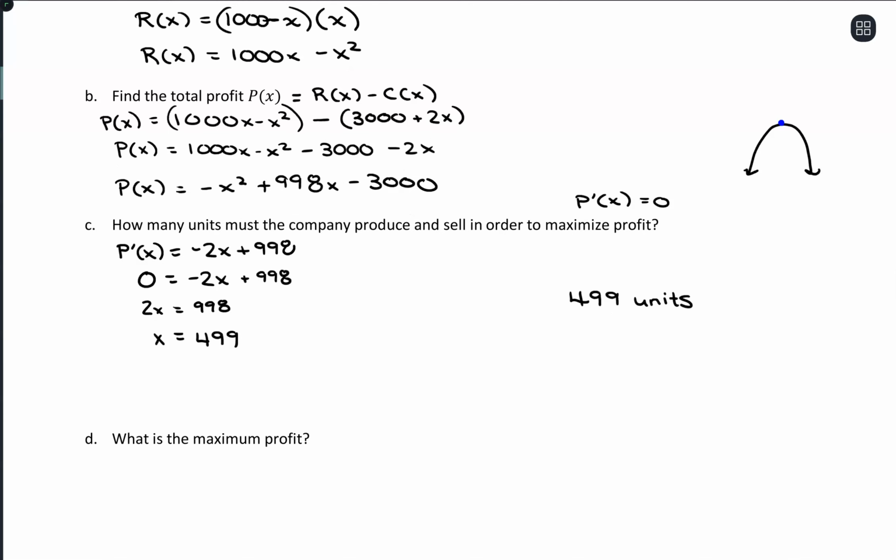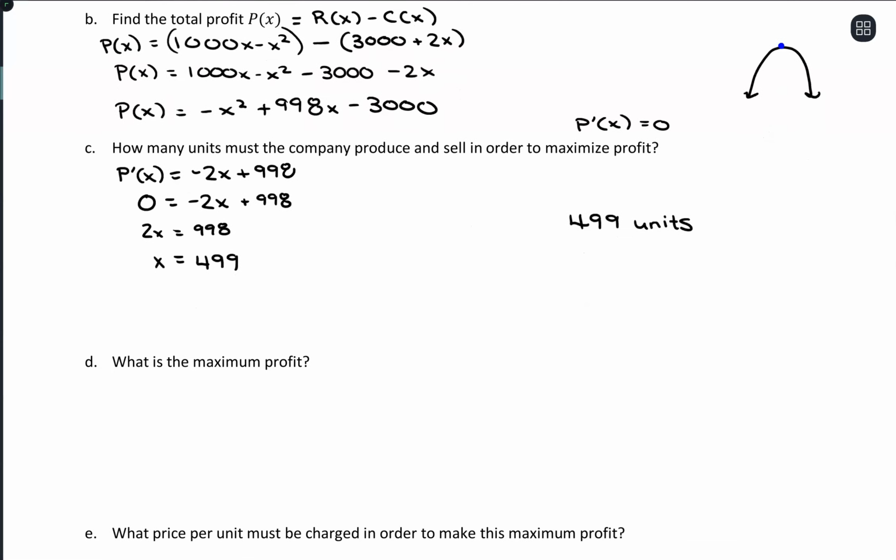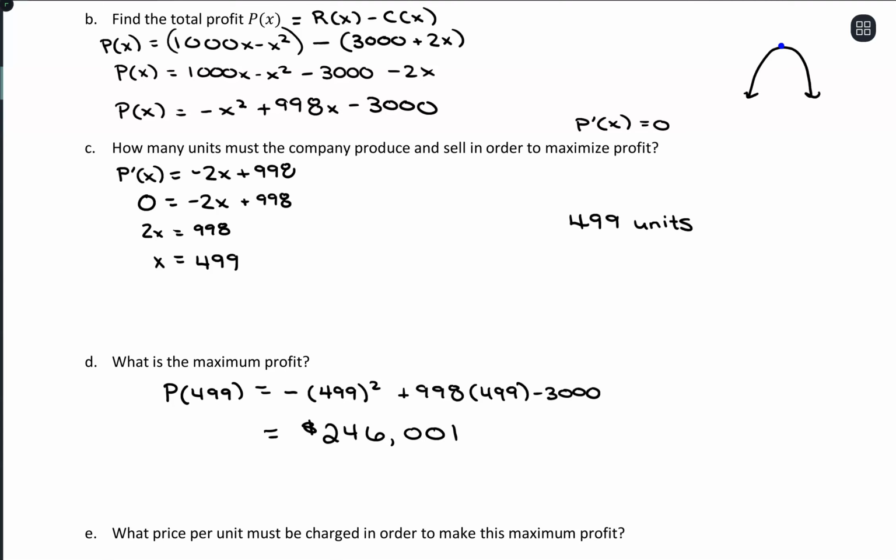What is the maximum profit? So what we're going to do is go to our profit function and plug in 499. So we're going to evaluate negative 499 squared plus 998 times 499 minus 3,000. And that should give us a profit of $246,001.